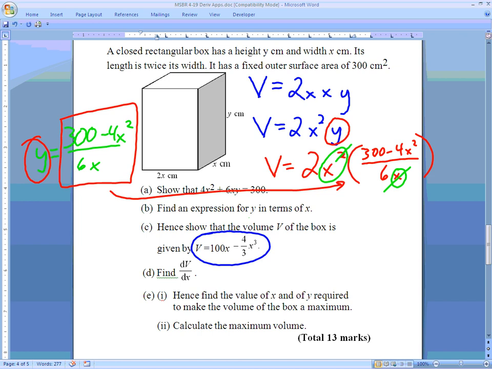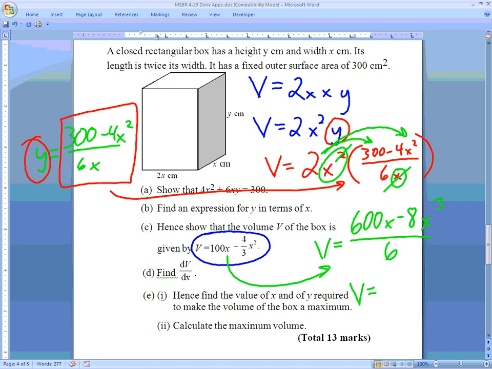So 2x distributed to the 300 would give me 600x. The 2x distributed to the negative 4x squared, well, the 2 times the negative 4 gives me negative 8, and then the x times the x squared gives me x cubed. And that's all over 6. And that would be my volume still. I didn't change that at all. Now I look at the answer they have compared to the answer I have. Not quite the same. They don't have the whole thing over 6. So let's divide both terms by 6.